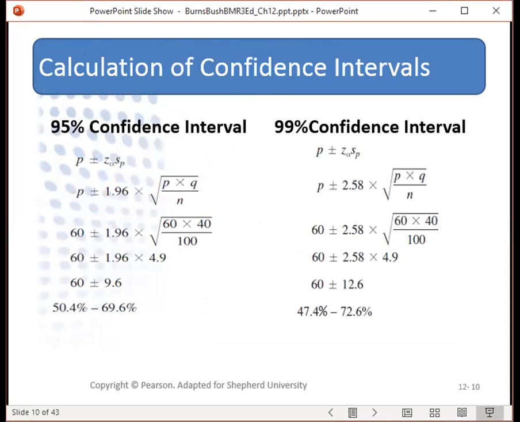Here's a comparison of the ranges at the 95 and 99% confidence level. At a 99% confidence level, we use the Z factor of 2.58 rather than 1.96. This will give us a wider confidence interval. In other words, to be 99% confident instead of 95, we have to increase the range of our confidence interval.